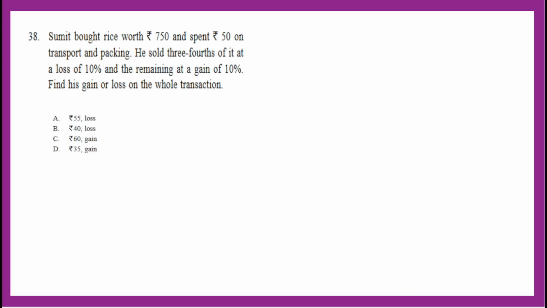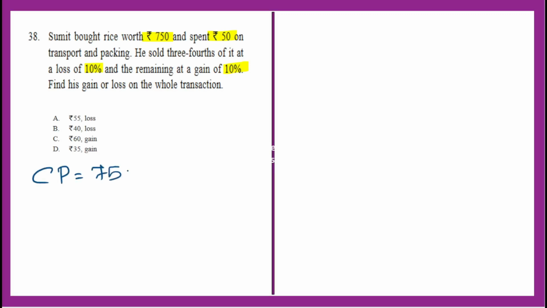Now let us try to solve next one. Sumit bought rice worth rupees 750 and spent rupees 50 on transport and packing. He sold 3/4 of it at a loss of 10% and the remaining at a gain of 10%. Find his gain or loss on the whole transaction. Now the total cost price equals 750 plus 50 equals rupees 800.